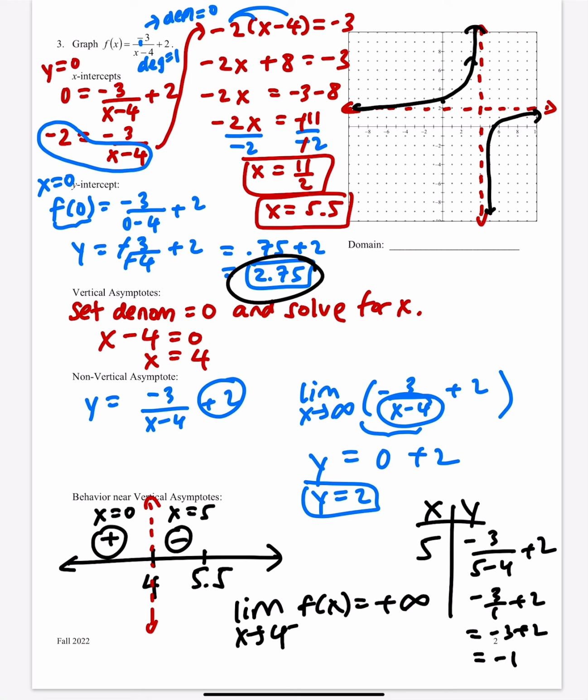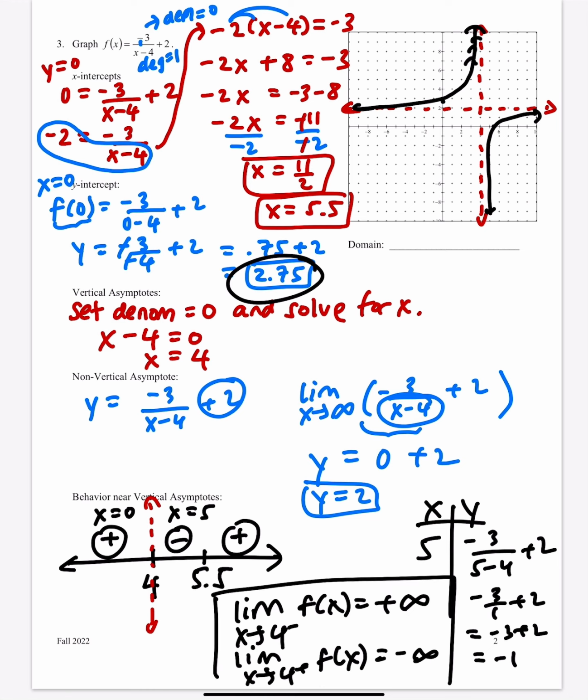Take a look at the graph. It's going to positive infinity. And the limit as x goes to 4 from the right of f of x is negative infinity. And this must be positive, because as it goes towards the right of 5.5, you plug in like 6, you should get a positive value. So this is asking us for the behavior near the vertical asymptotes. And so there we have it.